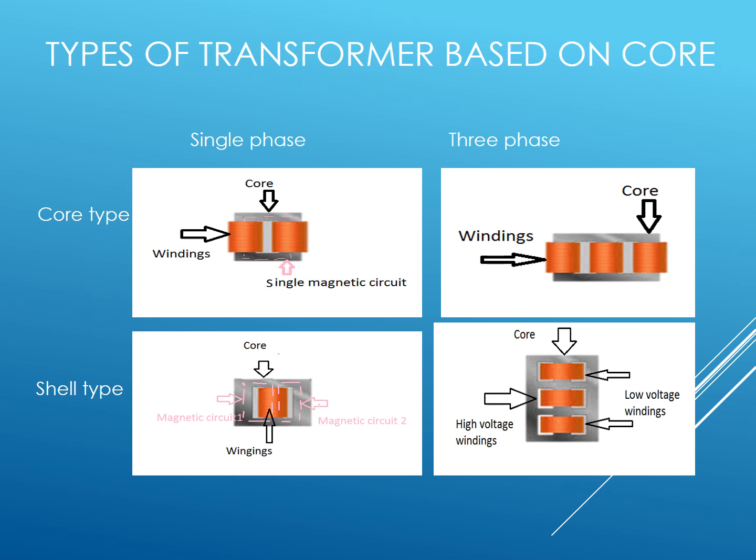So natural cooling is not possible. Reason already explained, that windings are surrounded by the core. And this type of core is used for high voltage transformers. And winding type, if you see, in shell type it is of sandwich type. Sandwich type already explained, that is between the two low voltage windings, the high voltage winding is inserted.